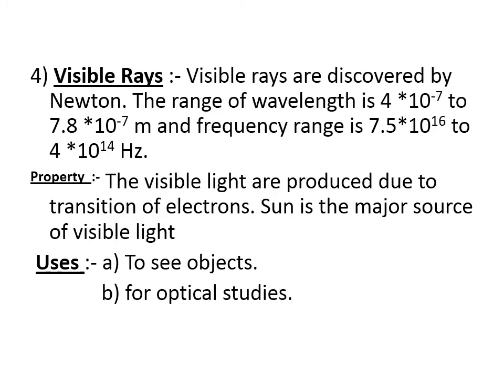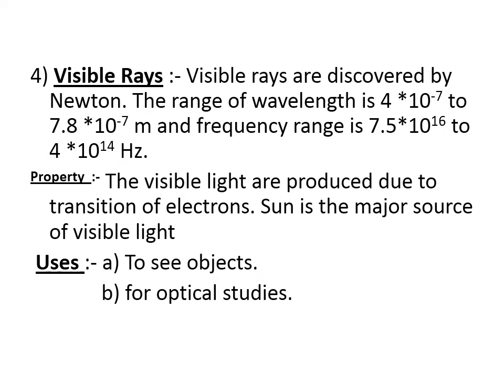Next one is visible ray. Visible rays are discovered by Newton. The range of wavelength is 4 into 10 raised to the power minus 7 to 7.8 into 10 raised to the power minus 7 meter. The frequency range is 7.5 into 10 raised to the power 16 to 4 into 10 raised to the power 14 Hertz. Properties of visible rays. The visible light is produced due to the transition of electrons. Sun is the major source of the visible light. Uses of visible light: first one to see the objects, and second one for the optical studies.